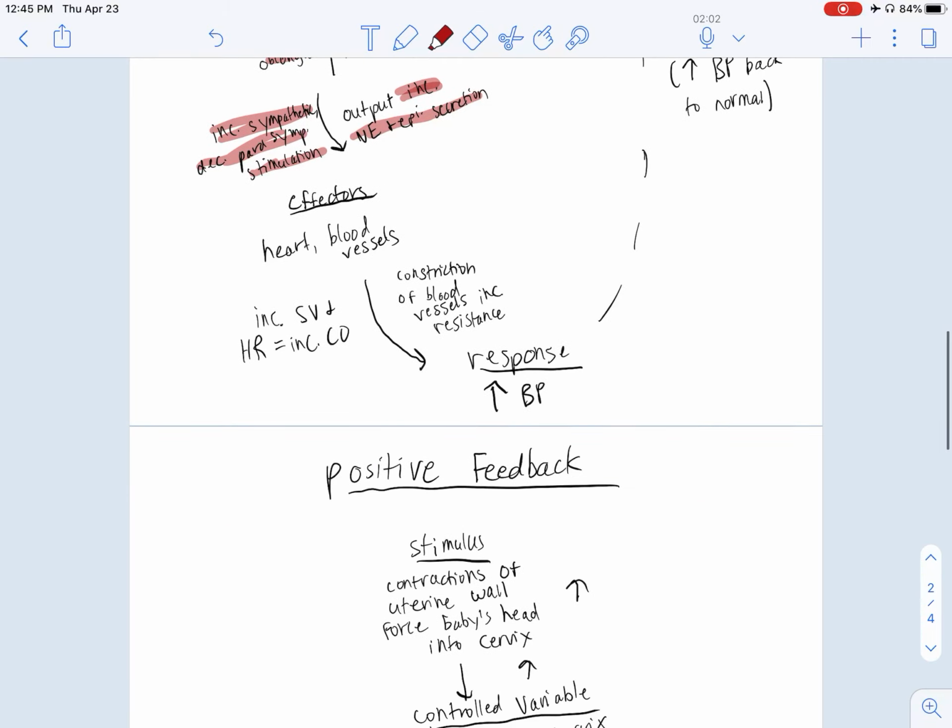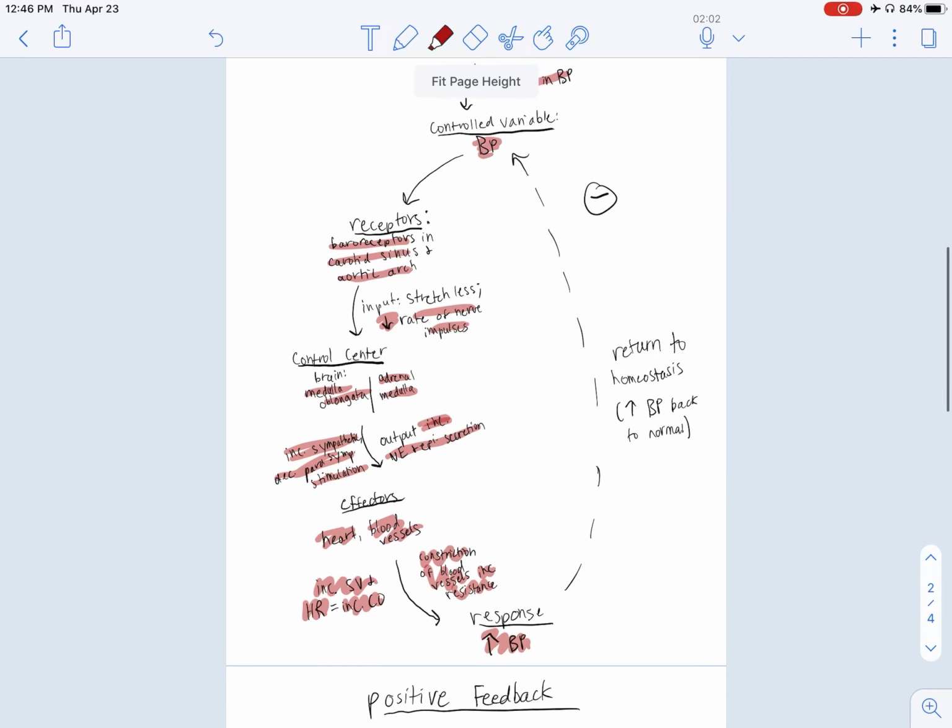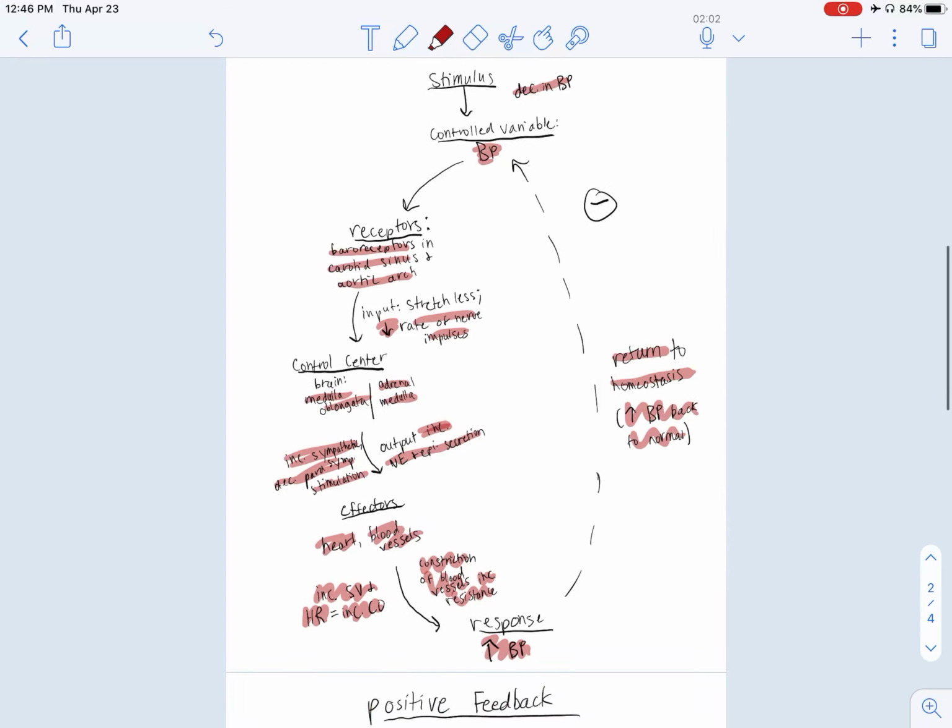Our effectors in this case are the heart muscle itself and blood vessels. Our output here is an increase in stroke volume and an increase in heart rate. Both of those things lead to an increase in cardiac output. We also have constriction in our blood vessels, which increases the resistance. All of those things combined lead to an increase in blood pressure. This is negative feedback because our response is meant to increase the blood pressure back to normal, which causes a return to homeostasis. So that's an example of a negative feedback loop.